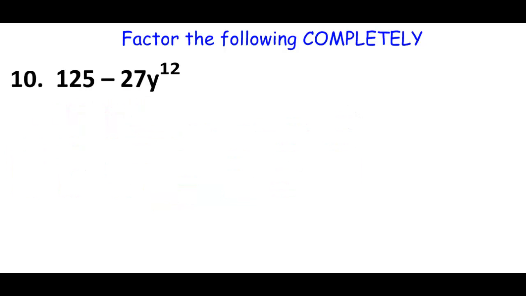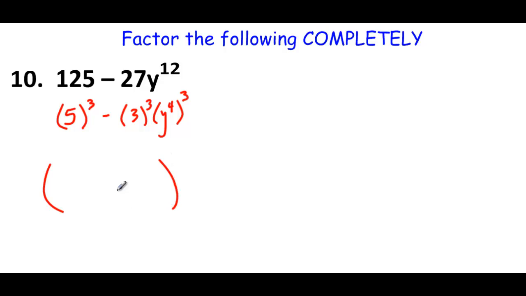Alright, so what if I make it a little bit trickier? It doesn't matter if the variables are first or second. Okay, you just break it down the same way. 125 is 5 times 5 times 5. 27 is 3 times 3 times 3. And y to the 12th is y to the 4th times y to the 4th times y to the 4th.